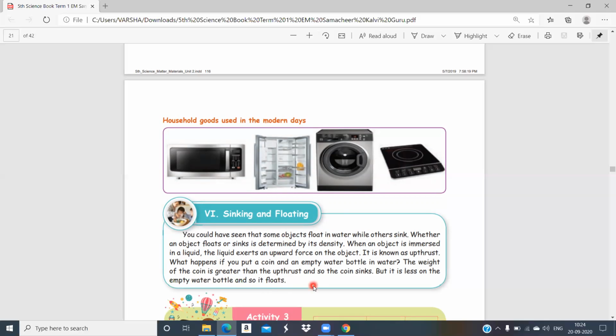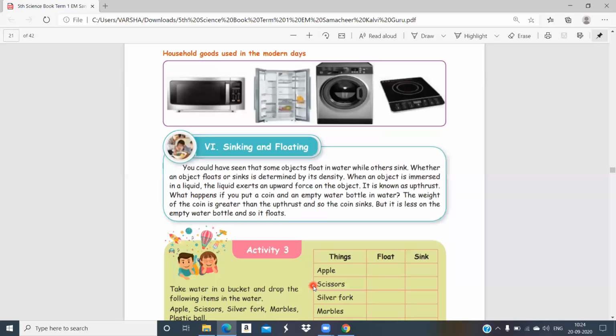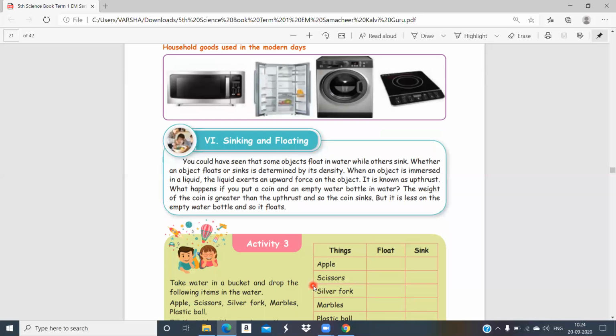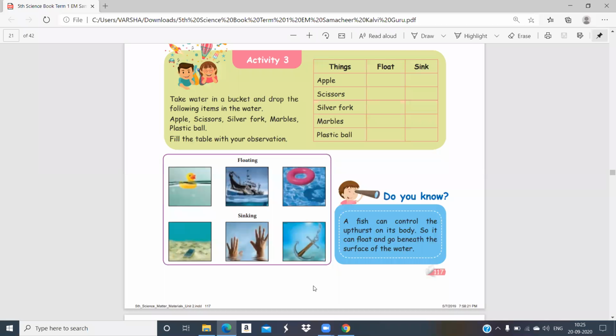This is about sinking and floating. Sinking is when an object goes down, while one that floats stays on the water, and upthrust is the upward force. These are all floating. But see, these are all sinking.